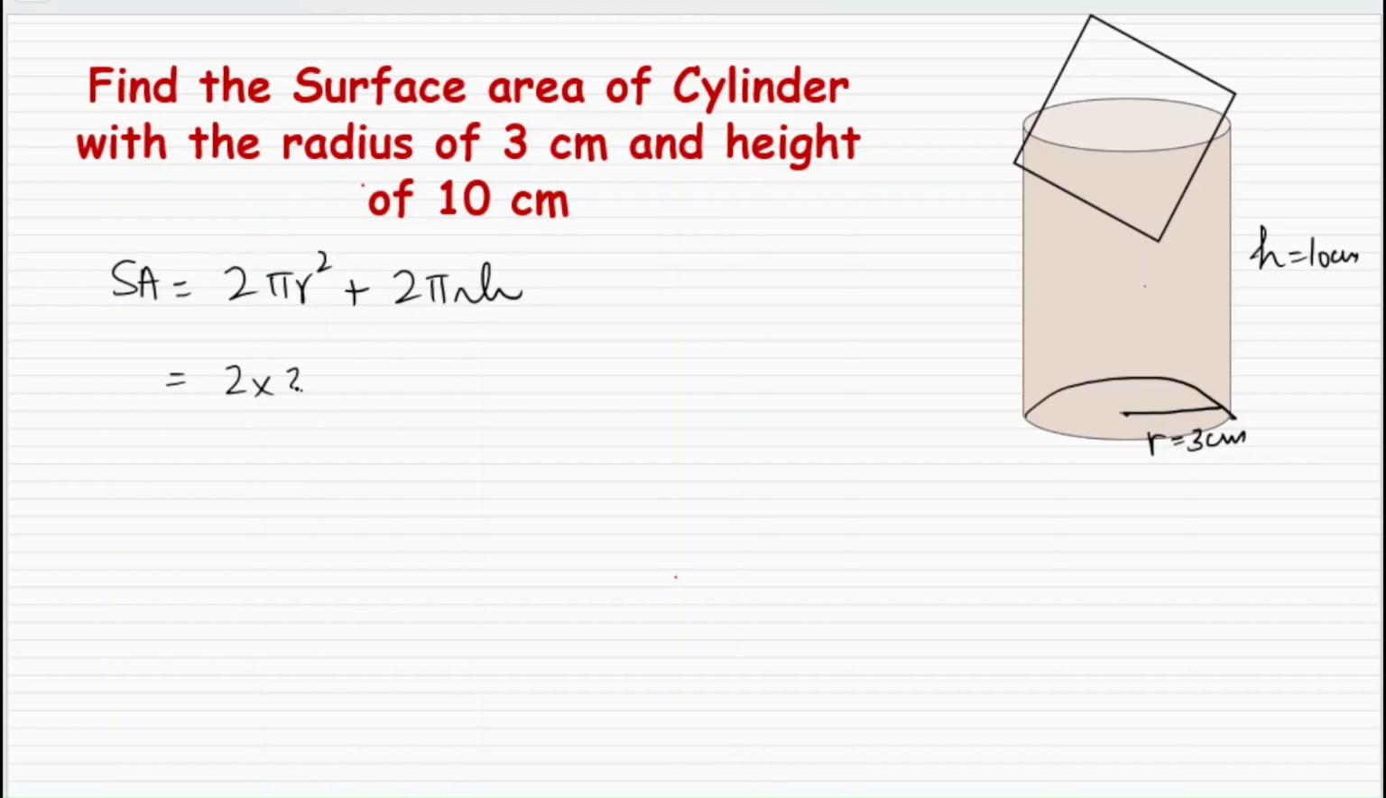So 2 times 3.14, radius is 3, 3 square means 3 times 3. So this is my first term. The second term is 2 times 3.14 times radius 3 times height 10.